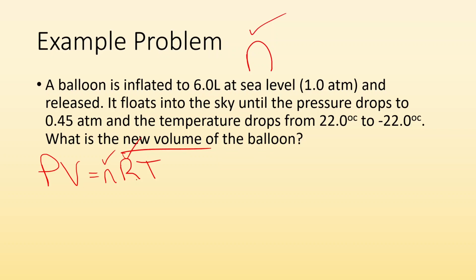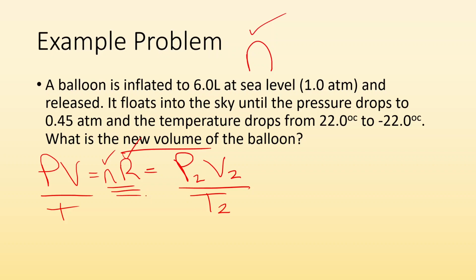So if I have PV equals nRT, well, n is constant, R is a constant. So let me rearrange to get those things by themselves. I divide each side by T. Now I have a new set of pressure, volume and temperature conditions, and they still have to equal n times R. So P2 V2 over T2 still equals my moles of gas times the constant. So I can just use the combined gas law to solve.